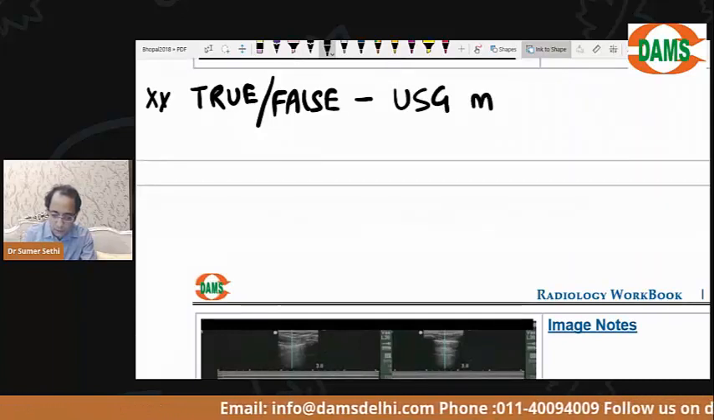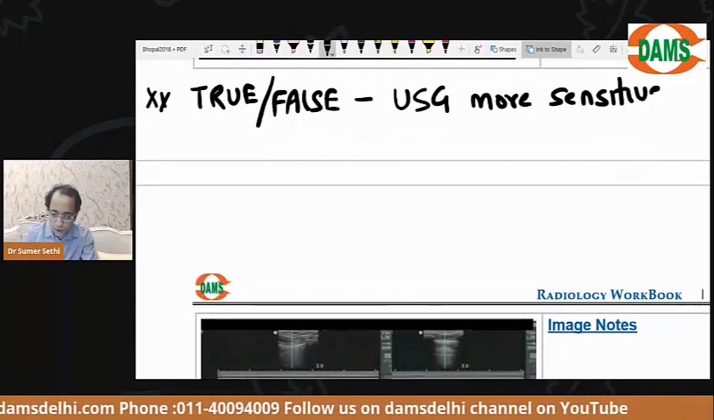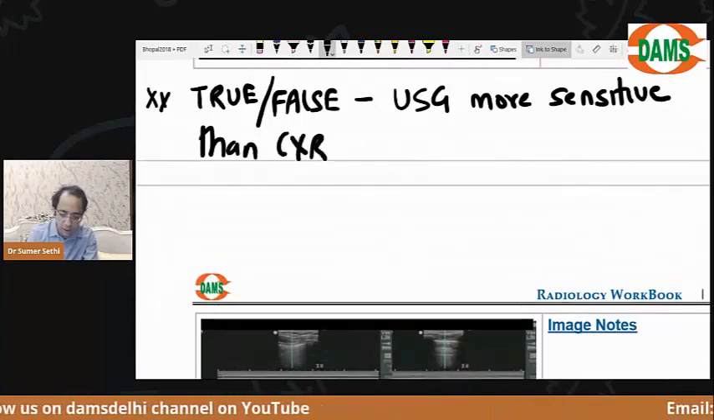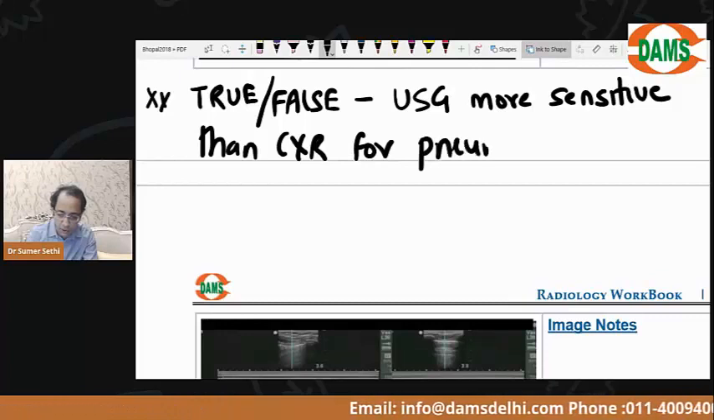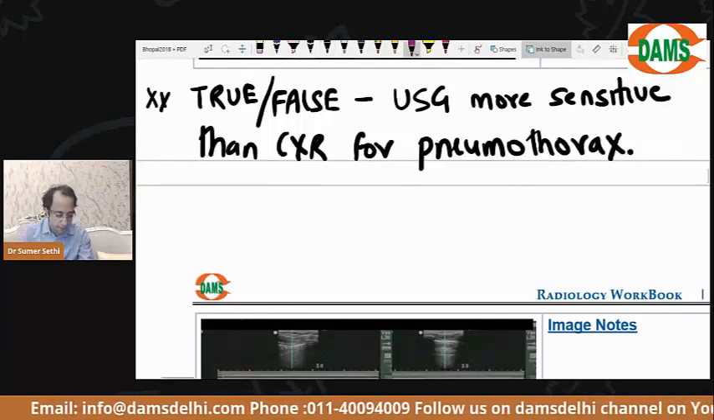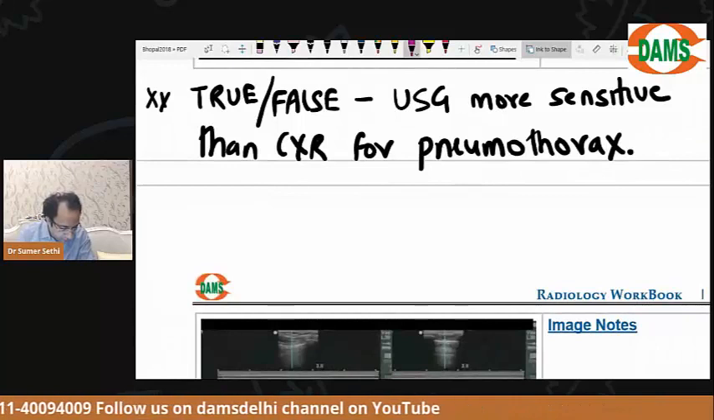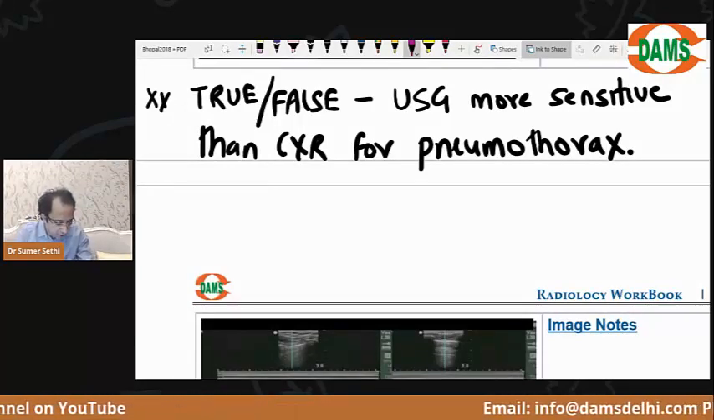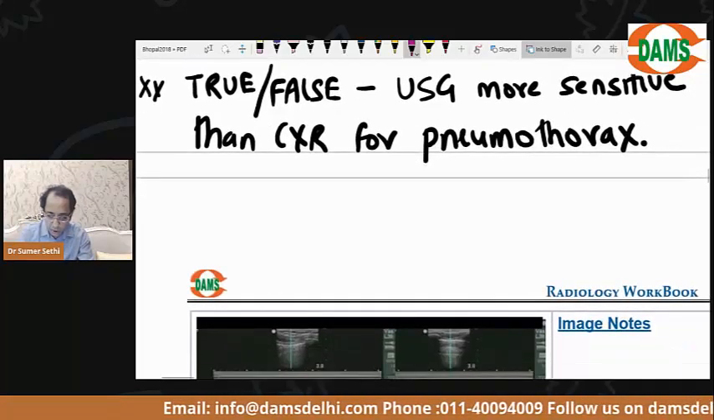Ultrasound is more sensitive than chest X-ray for pneumothorax assessment. Is it true? Is it false? Okay. Clear? Ultrasound is more sensitive than chest X-ray for pneumothorax. Is it true? Is it false? What do you think?